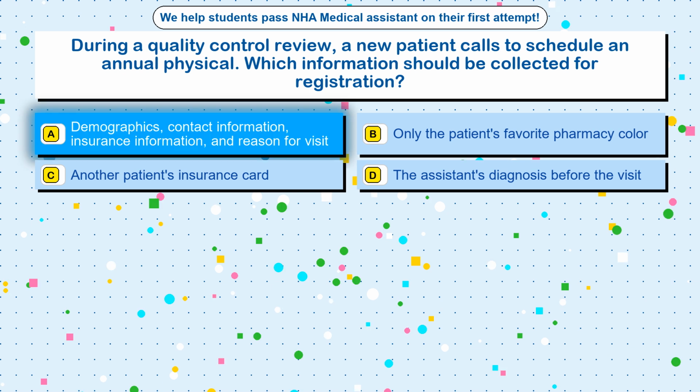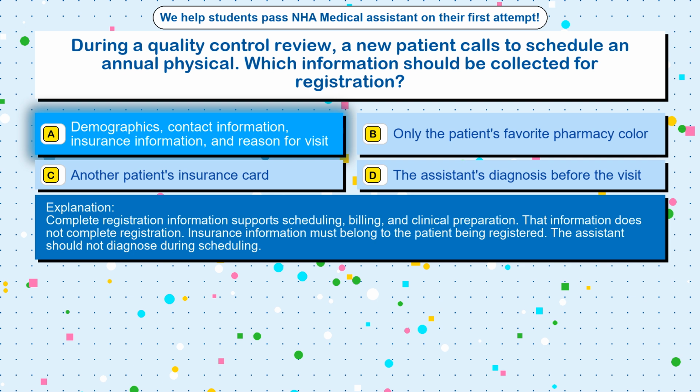The correct answer is option A, demographics, contact information, insurance information, and reason for visit. Complete registration information supports scheduling, billing, and clinical preparation. That information does not complete registration. Insurance information must belong to the patient being registered. The assistant should not diagnose during scheduling.